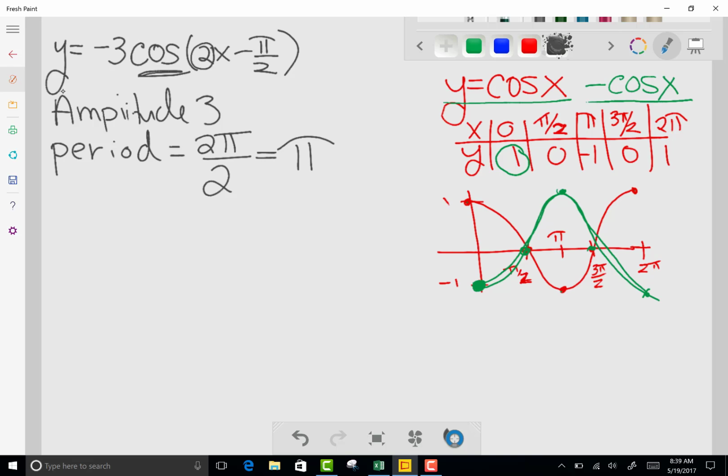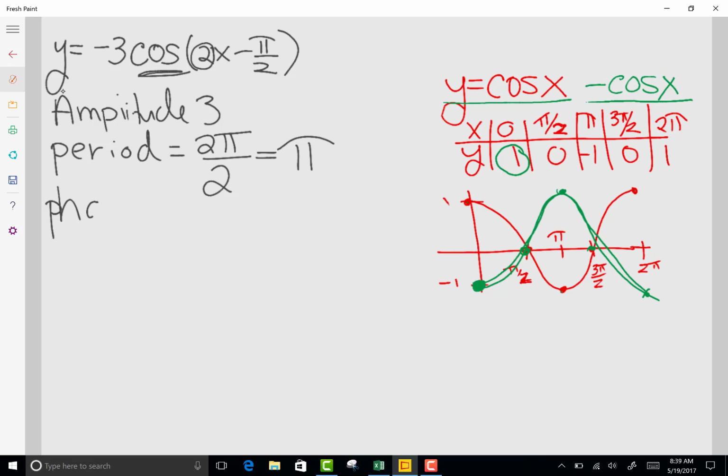So instead of going out to 2 pi or having a length of 2 pi, the period of our translated function is going to be pi. It's going to be half the distance for one cycle. Okay, now we find our phase shift.